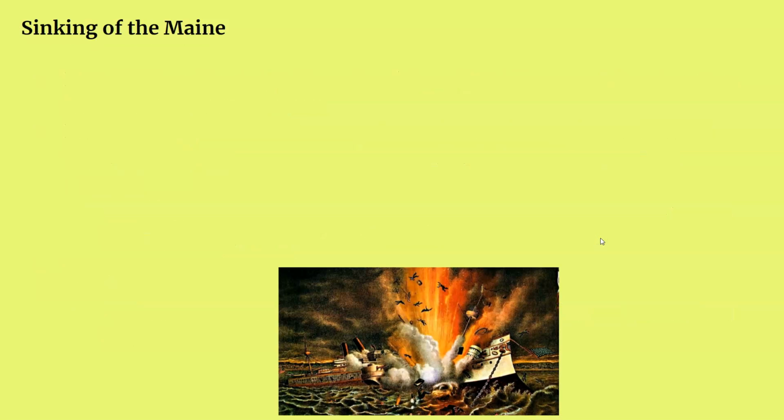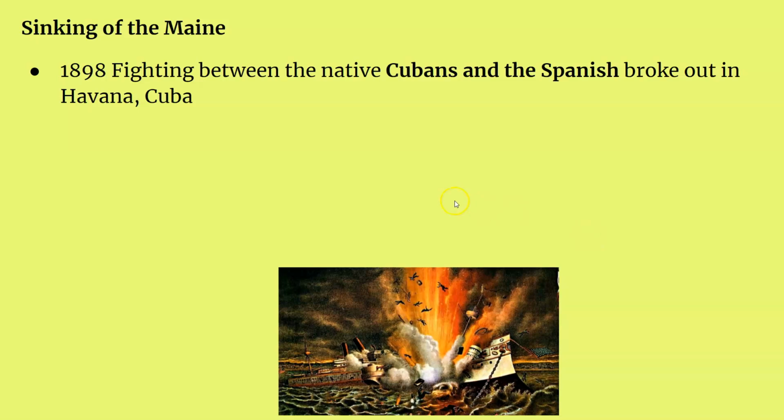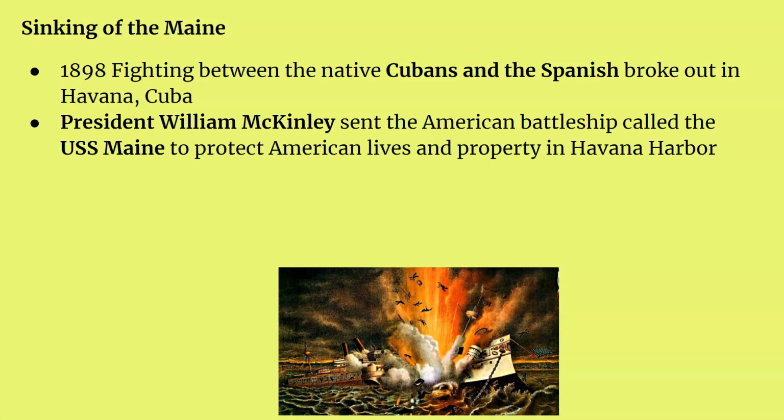So, eventually, in 1898, fighting between the native Cubans and the Spanish broke out in Havana, Cuba, the capital. So now there's active fighting in Cuba. William McKinley, the president at the time, sent a battleship, the USS Maine, to protect American lives and property in Havana Harbor.